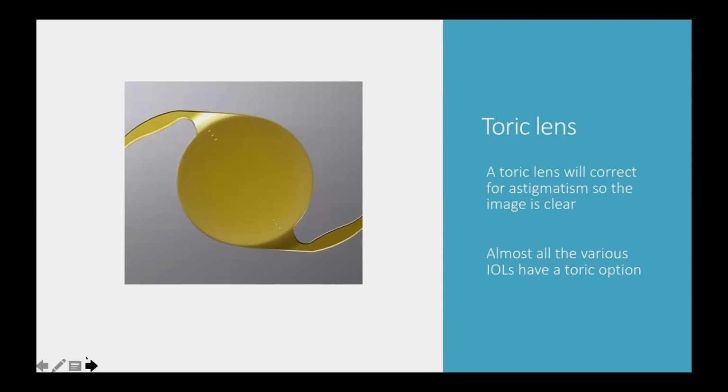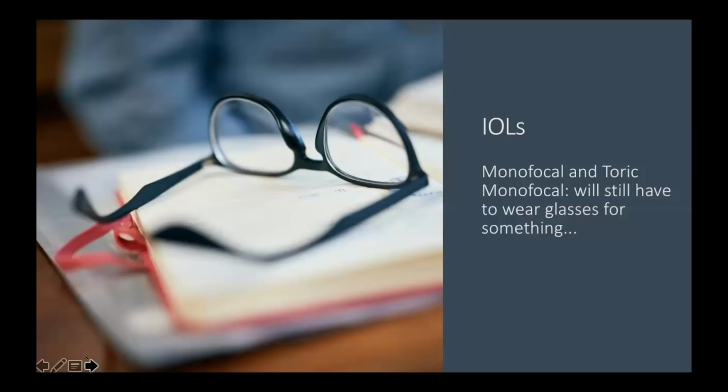And I just want to mention that all the various lens options that we'll talk about, including all the premium lenses, they have a toric option as well. So any lens that you choose, if you have astigmatism, you can use the toric option for that lens, so the astigmatism can and will be corrected for. So, monofocal and toric monofocal lenses are likely still the most common, but you still have to wear glasses for something.